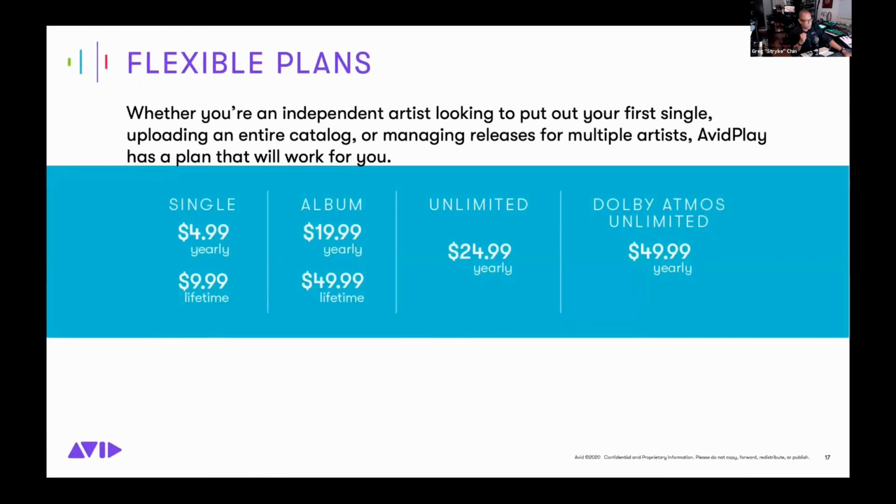So here's just a quick look at the plans. If you just wanted to do a single, that's $4.99 a year. Lifetime would be $9.99, so you'd be able to do that outright. That's just a quick look. I think the value is great. And again, you're able to track all of this directly within the Avid Link app in the AvidPlay section, and it just makes it really easy.